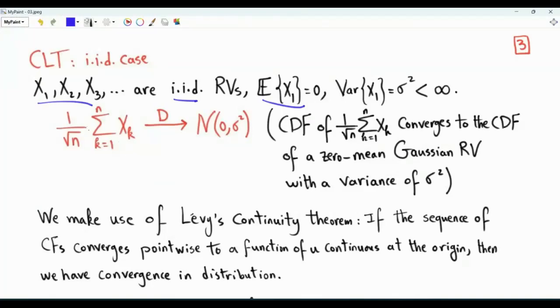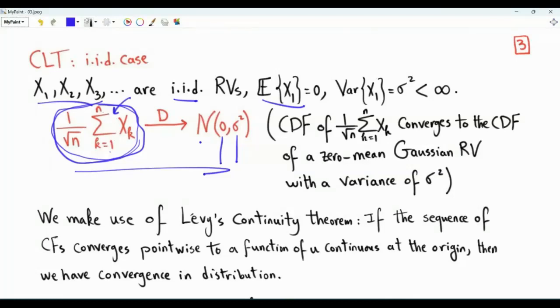The claim is that the sum x1 plus x2 all the way to xn divided by the square root of n converges in distribution to a Gaussian random variable. The mean is 0 and the variance is sigma squared. This statement here is a statement about the CDF. What we are exactly saying is that the CDF of this random variable, which is the sum x1 all the way to xn divided by square root of n, will converge to the CDF of a Gaussian random variable that is 0 mean and that has a variance of sigma squared.